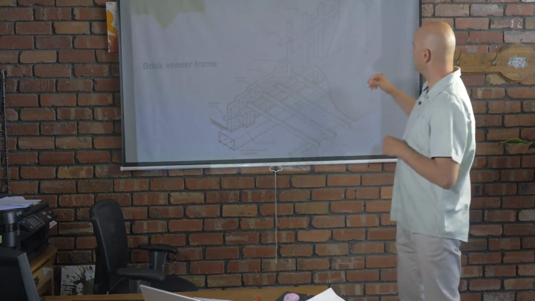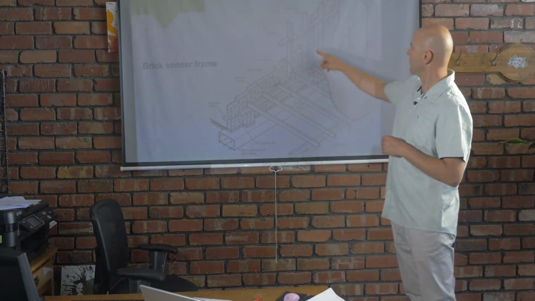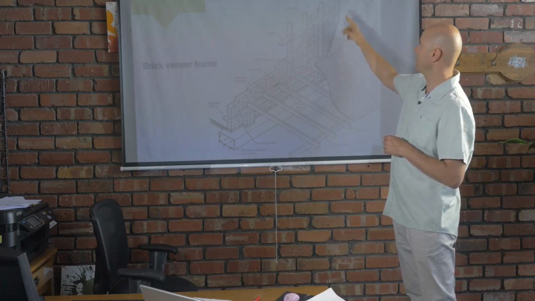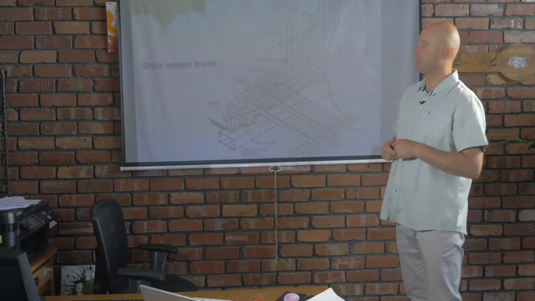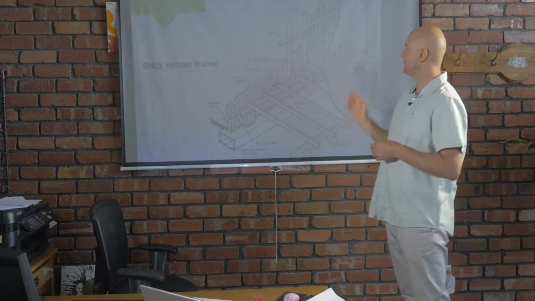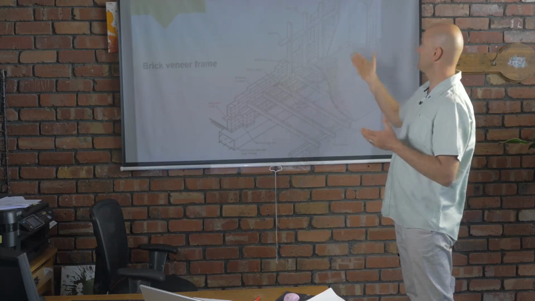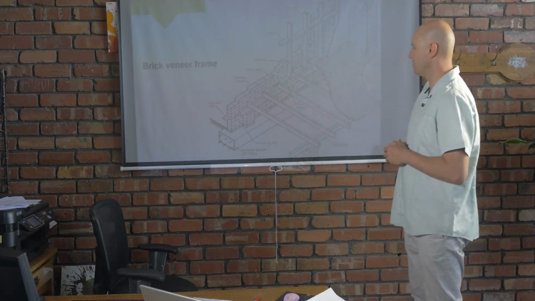And here you can see where you've got the brick on the outside, then you've got the timber frame, and then you've got the plasterboard on the inside. So here the brick is the cladding. So whatever's going on the outside of the framework is your cladding, and whatever's on the inside is your internal wall.